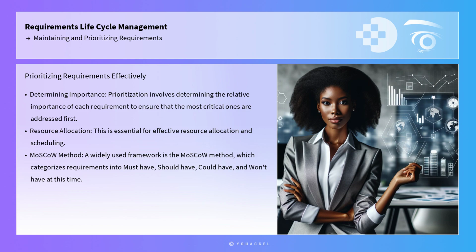One of the widely used frameworks for prioritizing requirements is the MoSCoW method, which categorizes requirements into must-have, should-have, could-have, and won't-have at this time. This method provides a clear framework for stakeholders to articulate and prioritize their needs, ensuring that critical requirements are not overshadowed by less important ones.